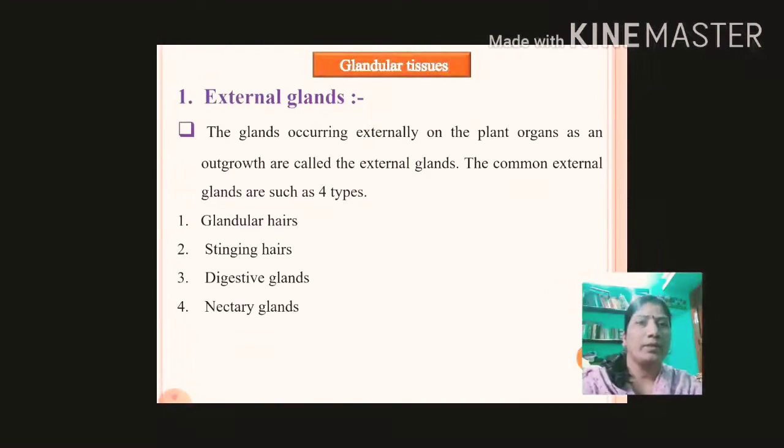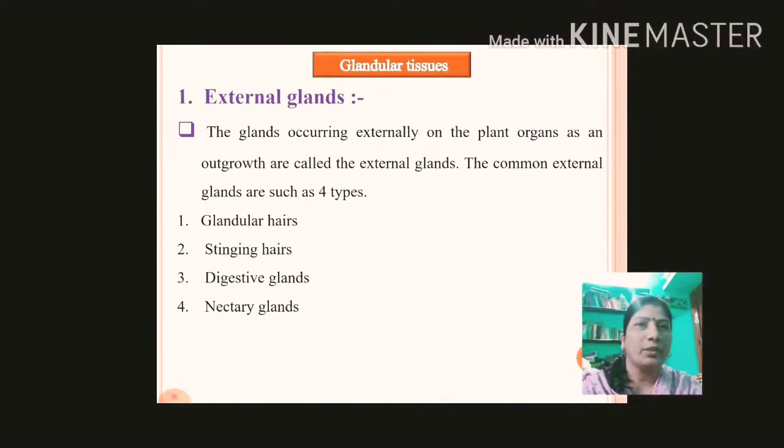Myself, Dr. V.S. Chedge. Today we discuss two very important points about glandular tissue. What is meant by glandular tissue? Glands occurring externally on the plant organ as an outer growth are called external glands. There are two types: external and internal glands. We have already discussed glandular tissue.